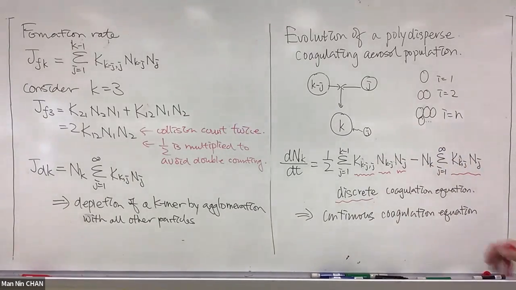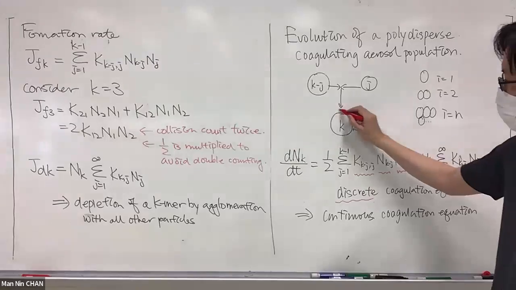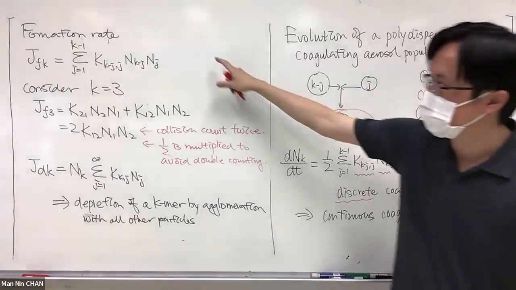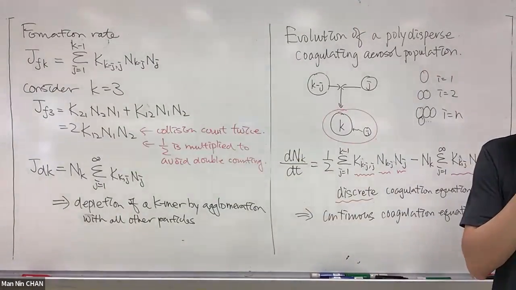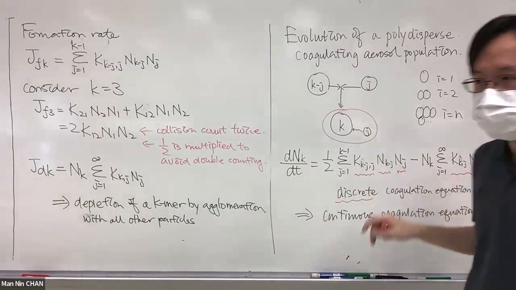So do you have any questions so far for, say, formation of a k-mer here? And also we just put down some numbers for illustration purposes. So any questions?